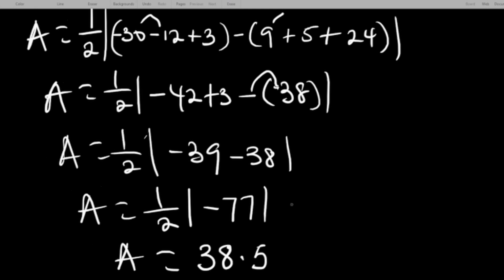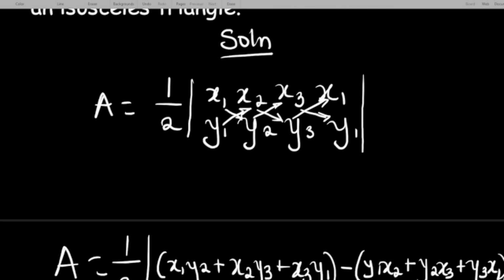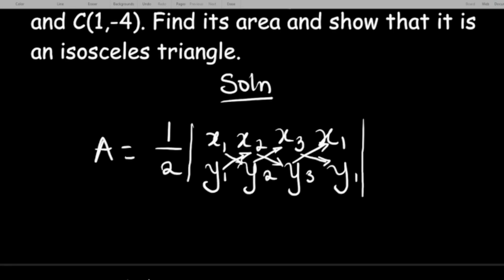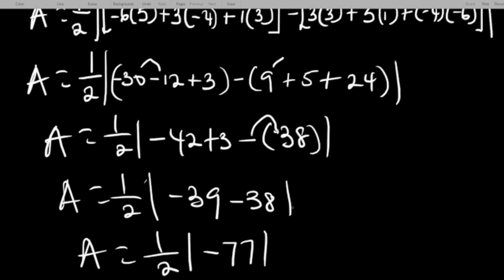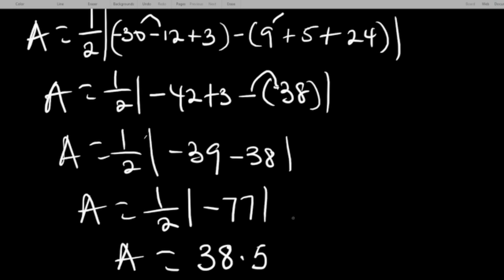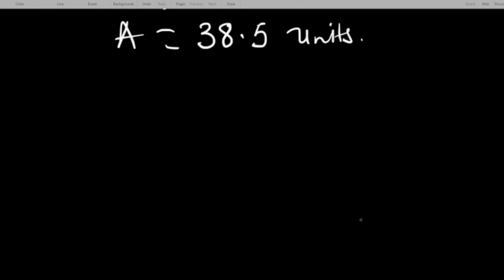Okay, now we use this very formula because it has 3 vertices, so that's why we're using this very formula, and I hope you learn how to use it. So having found the area, you can say 38.5 units. Now the next thing that we're going to do is to prove that this is an isosceles triangle. So for part B, how do we prove that a triangle is an isosceles triangle?